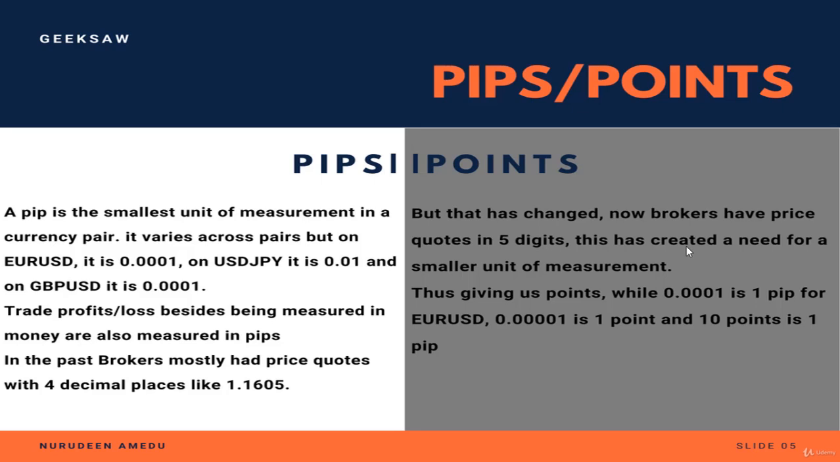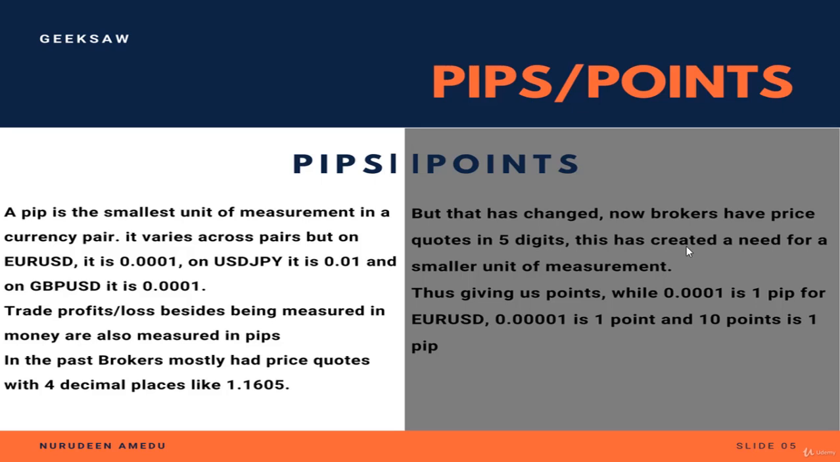Now, the concept of pips and points. A pip is the smallest unit of measurement when you're trading. When somebody wants to say they made profit, they usually say, oh, I made 10 pips profit, or I made 20 pips profit, or I made 50 pips profit. And the value of the pip varies on currency pairs. For Euro USD, a pip is 0.0001. And for USD JPY, it is 0.01. And for GBP USD, it is the same as Euro USD.